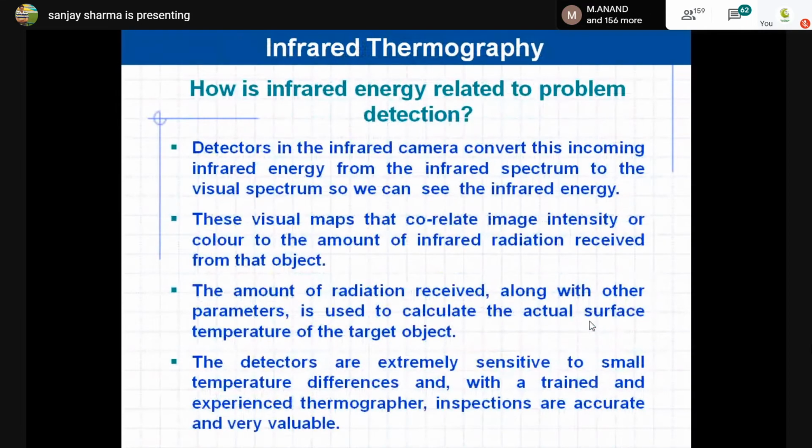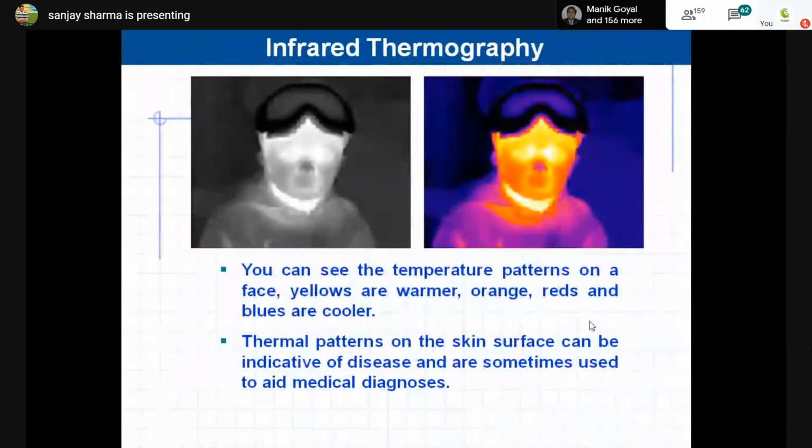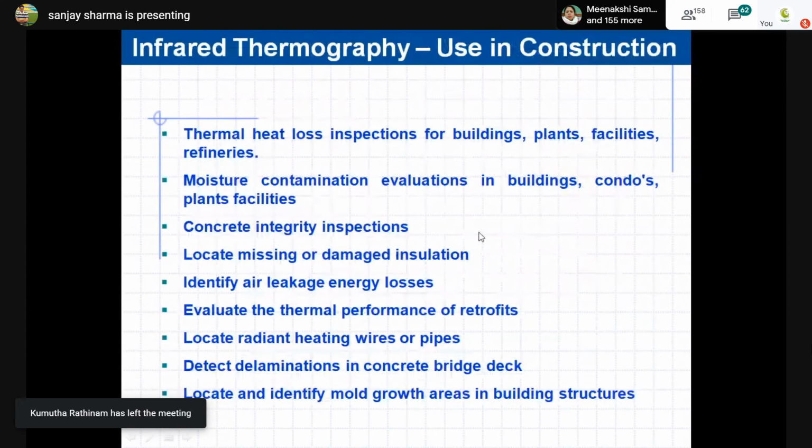Basically, this is a camera, and the principle is, I think most of us know, we are using a simple camera to measure the temperature of the target object. You can see that if your temperature is different, because body temperature is different, it gives you a different color. That way, thermal patterns on the skin surface can be indicative of disease and are sometimes used to aid in medical diagnosis. Now it is very common, I think, because of the coronavirus and all that.